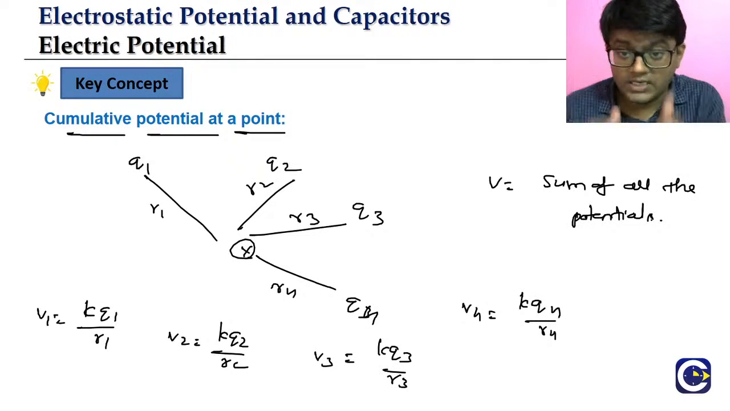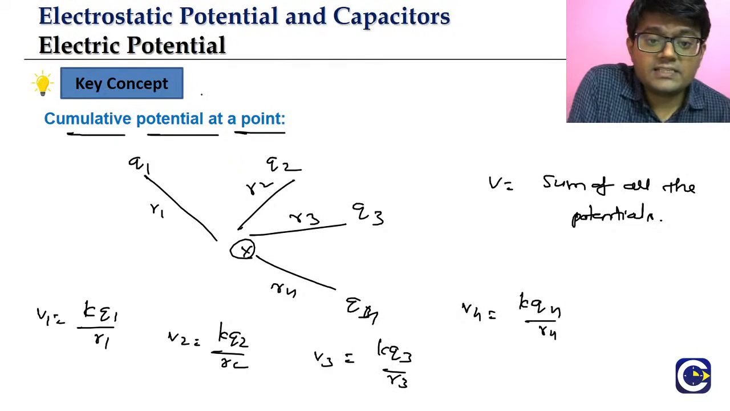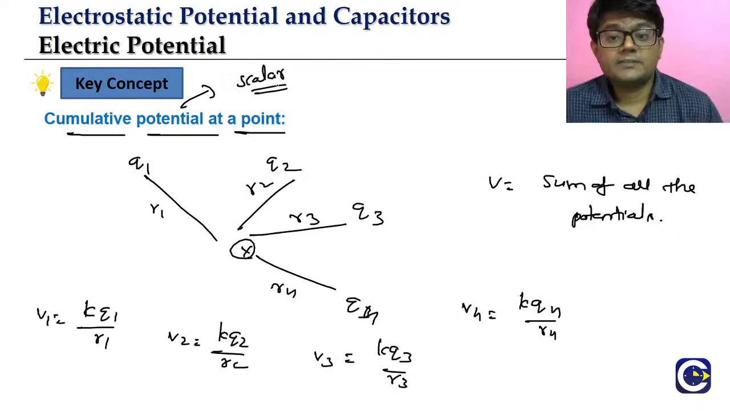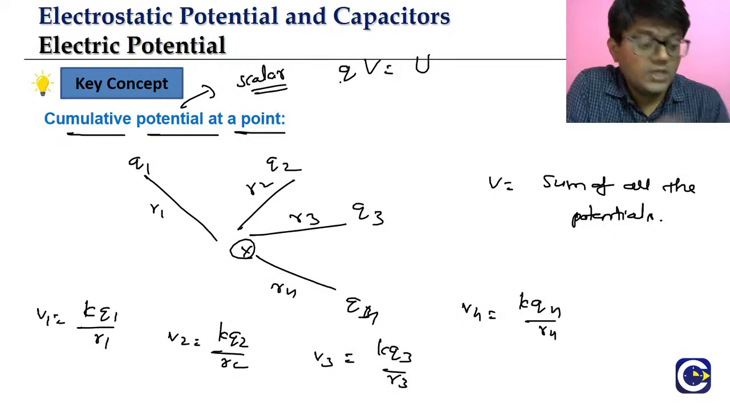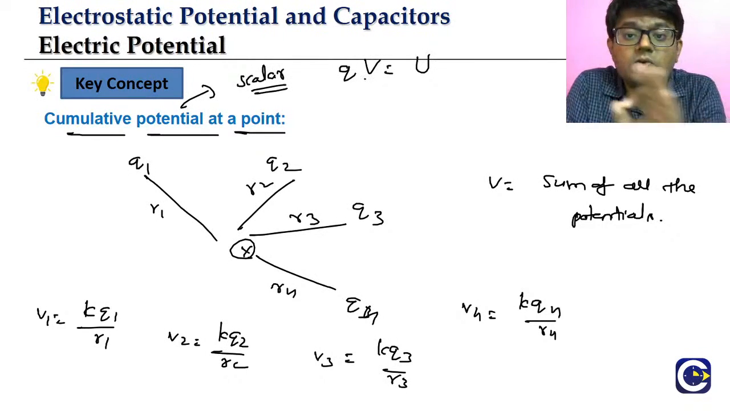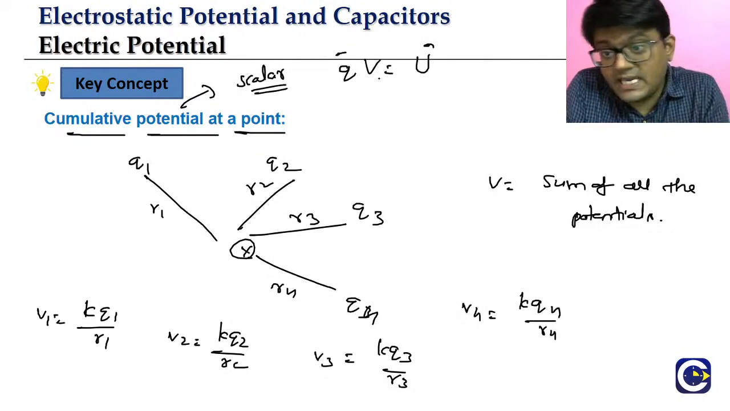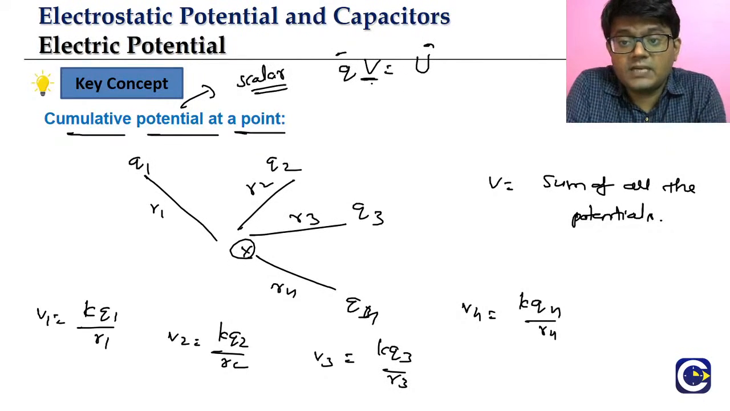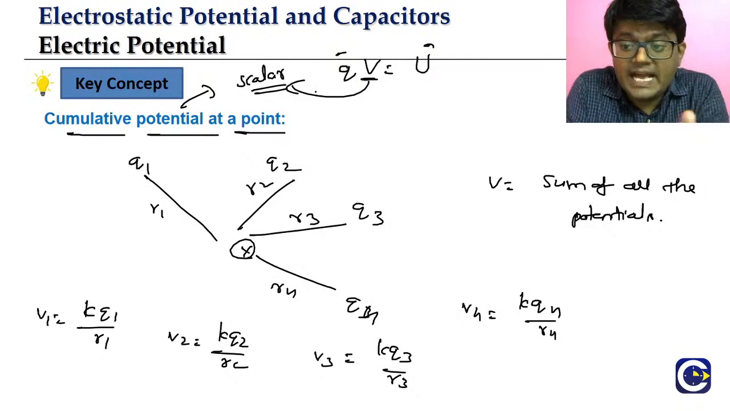That's all. And there is another comfort here: electric potential is a scalar quantity. It is not a vector, it's a scalar quantity. Why? Look at the relation between electric potential and potential energy. What is the formula we have? Q times V is equal to U. Charge is a scalar, and potential energy is a scalar. That means electric potential is a scalar quantity, not a vector. It means we can simply add the potentials like numbers.